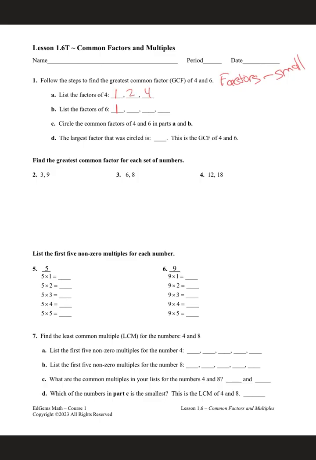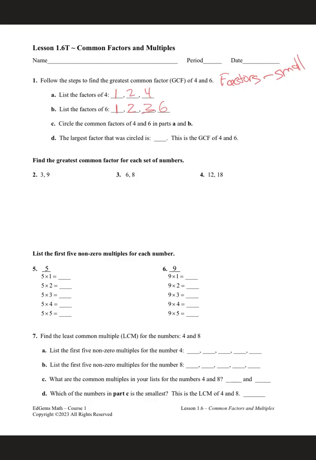Okay. For part B, it says list the factors of 6. Well, the smallest factor of any number is 1. The largest factor of any number is the number itself, so I'm going to put it all the way over here to the right. Going up from 1, what's the next smallest factor you can think of that will divide 6 evenly? That would be the number 2. After the number 2, what's the smallest factor that you can think of that will divide 6 evenly? That would be the number 3.